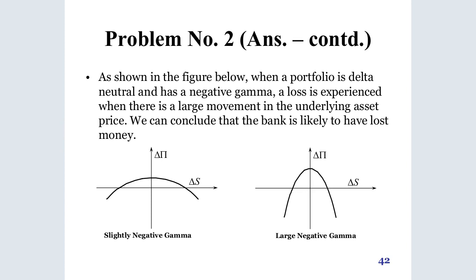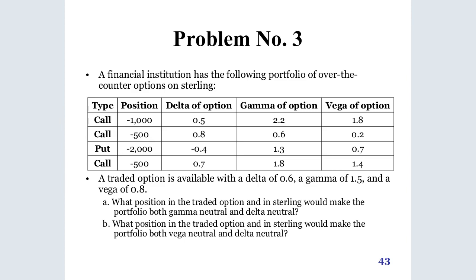So when you have a slightly negative gamma, the loss is experienced when there is a large movement. When the portfolio is delta neutral and there's a negative gamma, a loss is experienced when there is a large movement in the underlying asset price. So basically, we expect the bank to have lost money, because in both scenarios the bank is losing money in most cases.